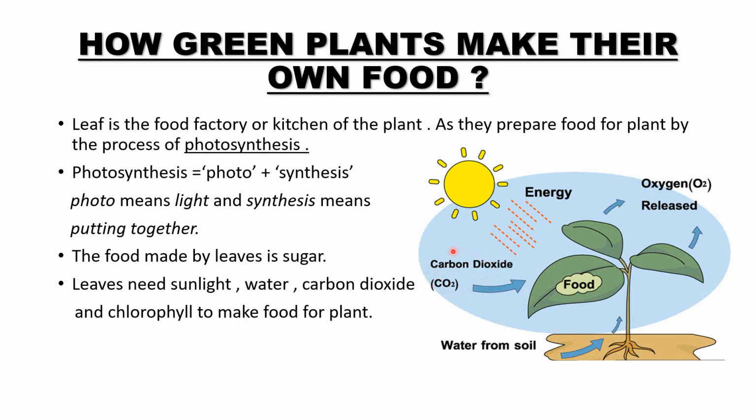Now what is this? CO2, or you may see that carbon dioxide is written over here. So what is this? This is actually a gas which is present in the air. When you breathe, which gas do you release out? Yes, carbon dioxide. So this carbon dioxide is being trapped and getting inside the leaf through the stomata.